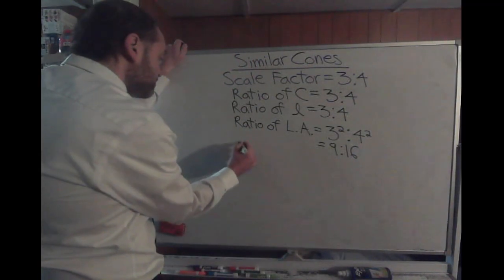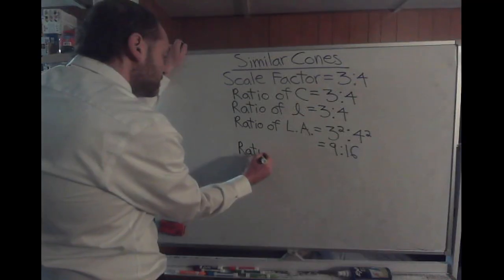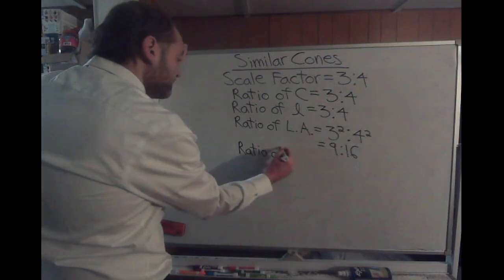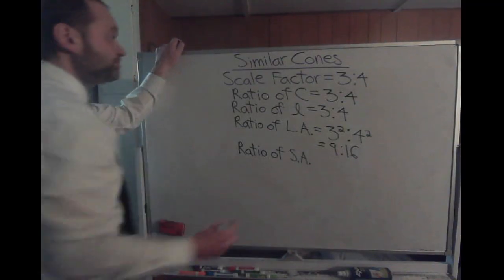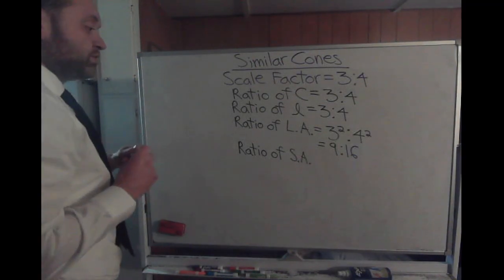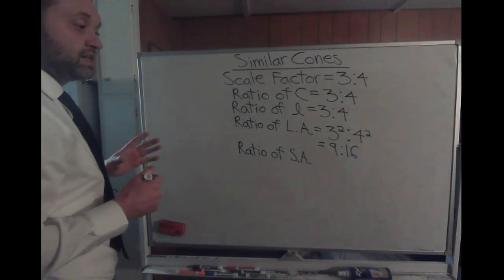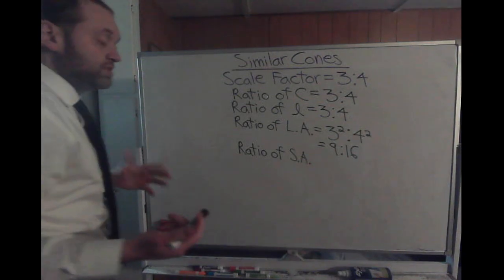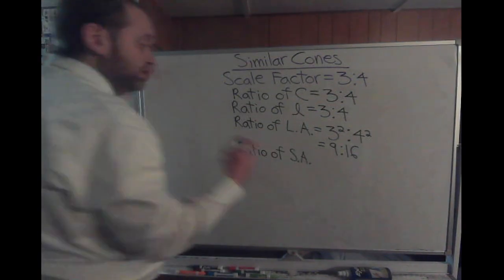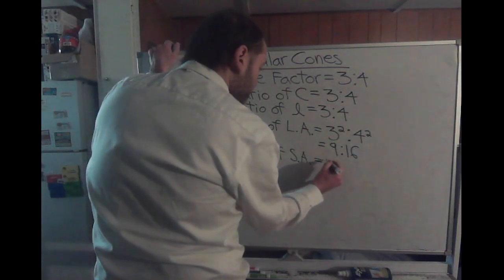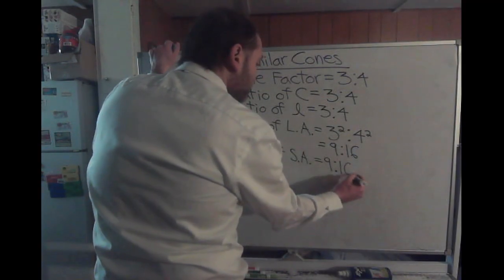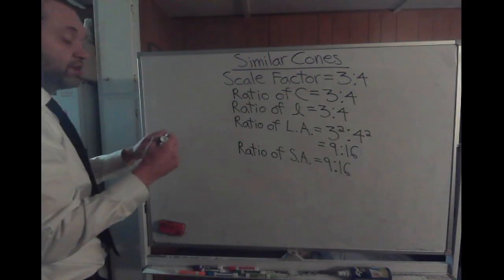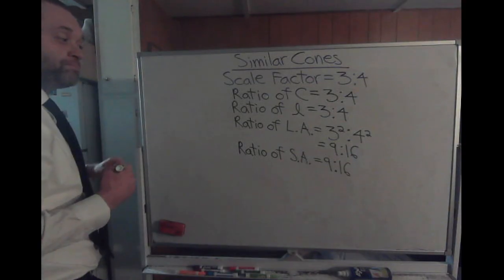And then it's going to ask for the ratio of the surface areas. Again, area is area, so it's going to be the exact same as that of the lateral area. There's a shortcut for you. If you found the ratio of one of the areas, all the other areas are the same. It'll be 9 to 16.